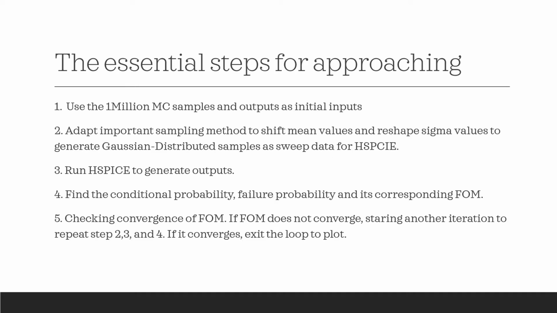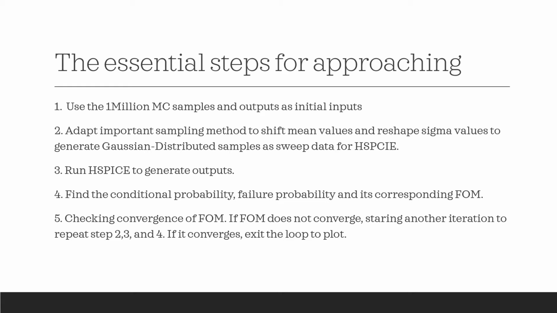Here is a brief description of the approach of the final project. First, I use 1 million Monte Carlo data samples and output data samples as initial inputs for the MATLAB program. Second, I apply importance sampling methods to find the new mean and new sigma of each dimension. In other words, I shift their means and sigma variables for new data sampling for SPICE. Then I write the new sample data as sweep data for SPICE.